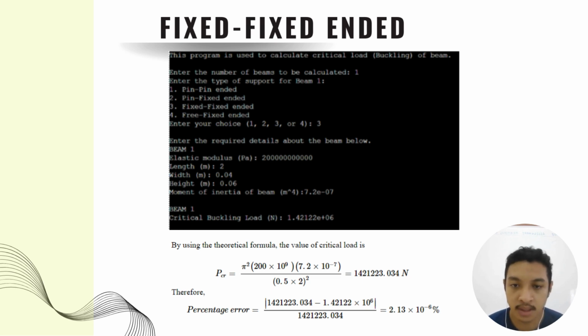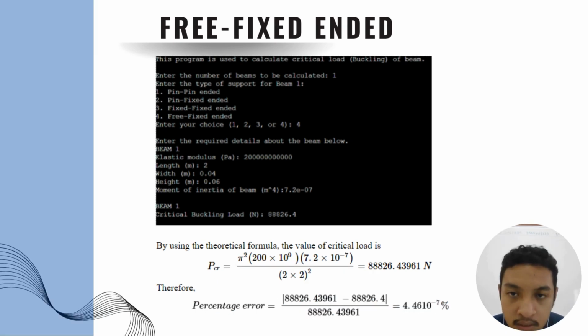So we compare the result with the theoretical formula. The value of the critical load PCR is equal to 1421223.034 Newton. The percentage error between the program result and the theoretical formula is found to be 2.13 times 10 power of negative 6%.